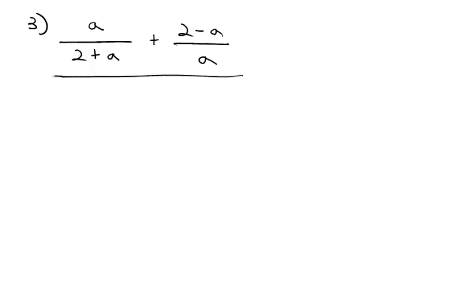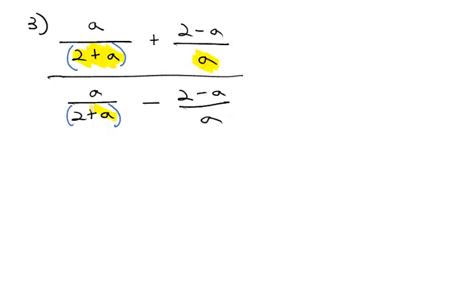Let's try one more example like this. Let's do a over 2 plus a plus 2 minus a over a, all over a over 2 plus a minus 2 minus a over a. Again, since 2 plus a is a sum of terms, we have to treat it as one big factor, so we've got 2 plus a and a.